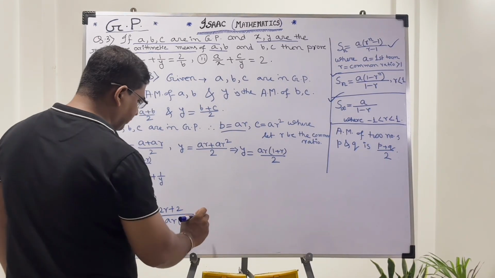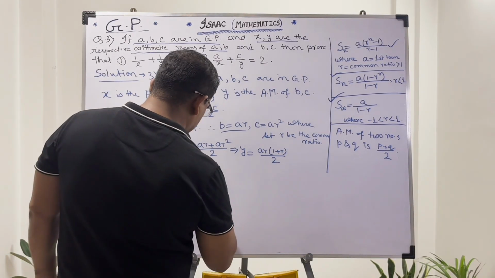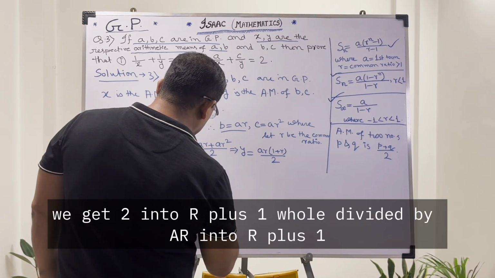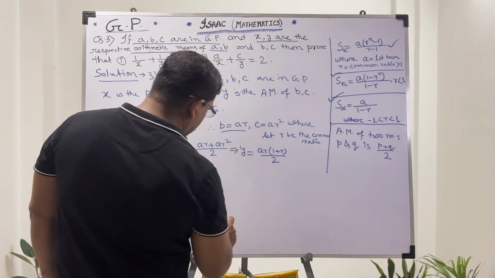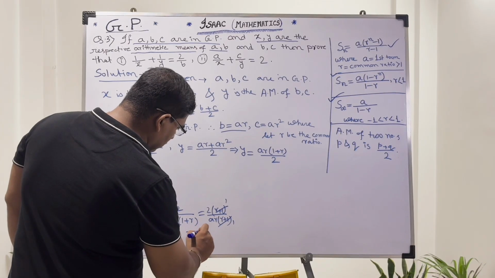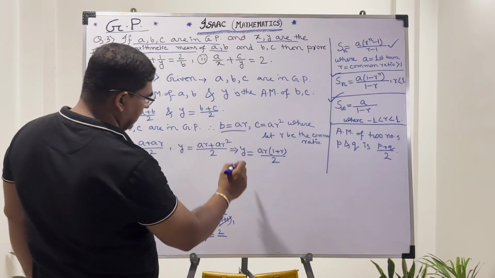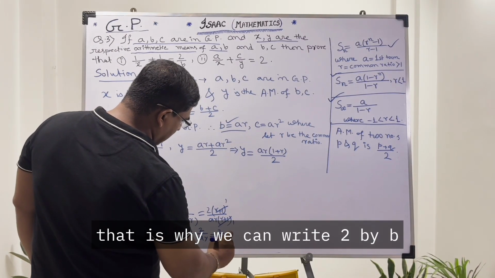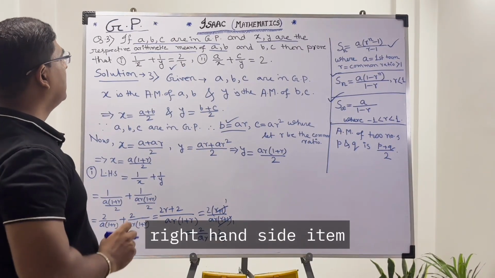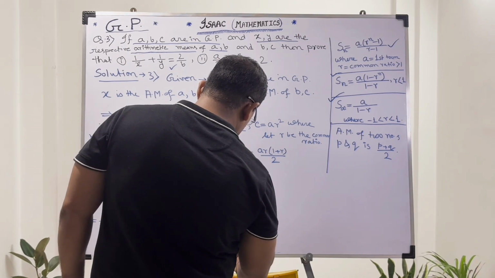So, this becomes 2. Now, we can take 2 as the common factor from this. After taking 2 as the common factor, we get 2 into R plus 1 whole divided by AR into R plus 1. Cancelling this R plus 1 from numerator and denominator, we get 2 by AR. AR means B, that is why we can write 2 by B, which is the right hand side item. So, this equals RHS. Proved.